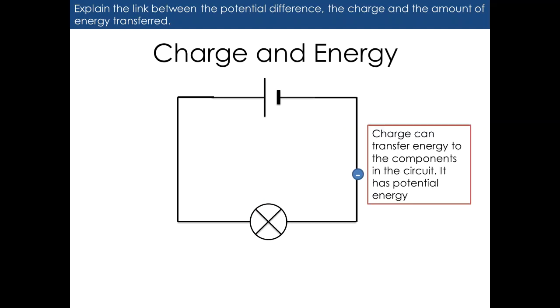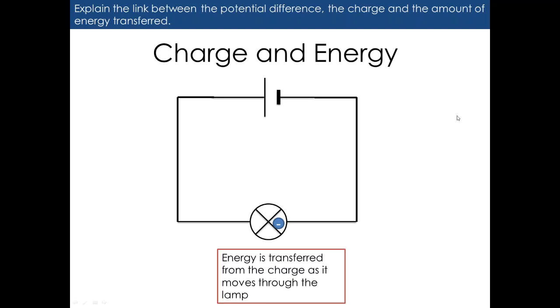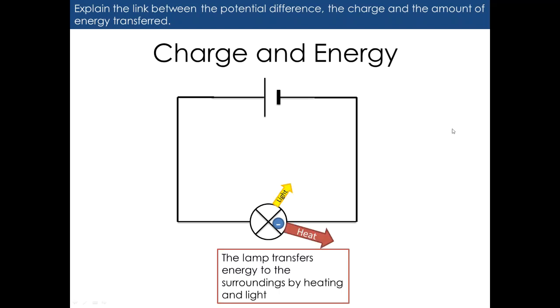These charges have got potential energy. They can now transfer energy to the components in the circuit. So as they continue to move around the circuit, when they reach a component, they can transfer energy to it. In the case of this lamp, energy is going to be transferred from the charge as it moves through the lamp, and the lamp is then going to transfer the energy to the surroundings by heating and by light.